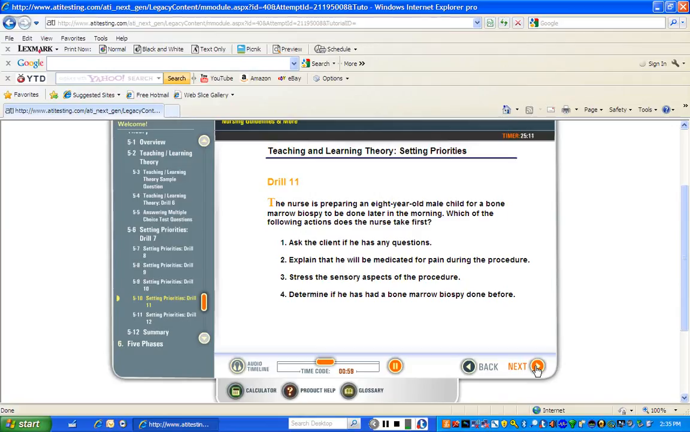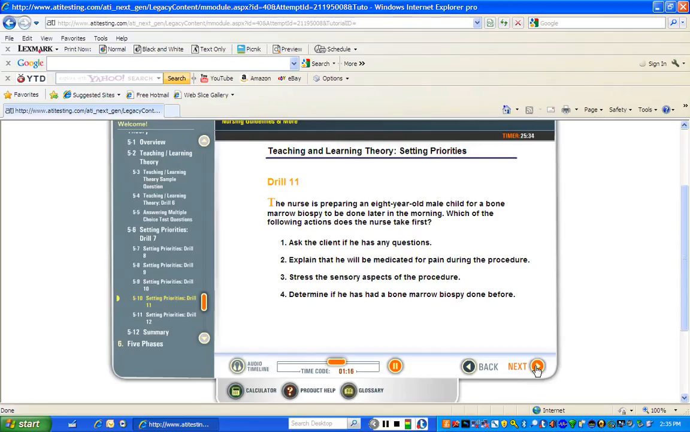Remember that at the termination of any teaching session, the client should always be asked if they have any additional questions. Option 2. Explain that he will be medicated for pain during the procedure. We know that a bone marrow biopsy is quite painful and is typically done under conscious sedation.